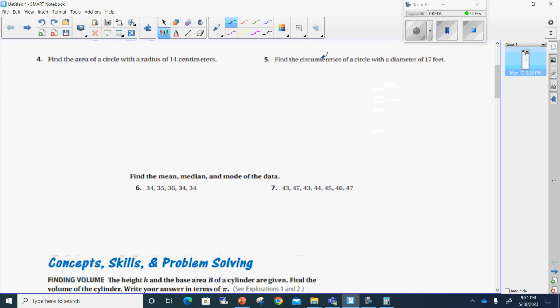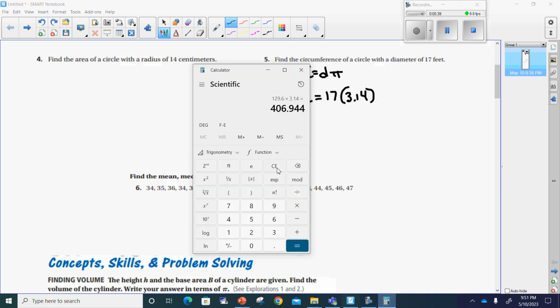All right, let's go and scroll down to number 5. It says find the circumference of a circle with a diameter of 17. If I have a circle, the diameter is 17. Remember, circumference can be found with circumference equals the diameter times pi. If the diameter is 17, I can say the circumference is equal to 17 times 3.14. Well, 17 times 3.14 is equal to 53.38.